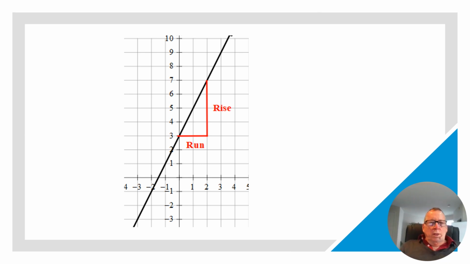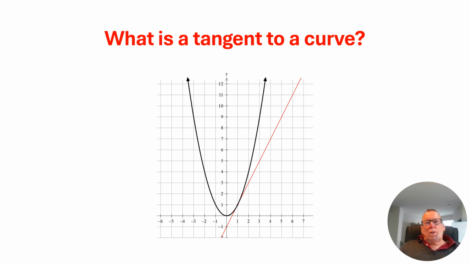So as you know from year 10, the gradient of a line is equal to the rise divided by the run, rise over run. In this case, gradient equals rise over run equals 4 over 2 equals 2. What is a tangent to a curve? A tangent to the curve is a line which just touches the curve at one point. In this case, at the point (1, 1). And you can see that it has a gradient here of 2 over 1, or 2.